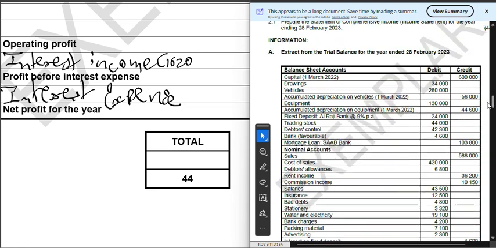So for now, we are done with information A, and as I said, this is going to be a double segment. So this is the first segment. If you have any questions, please do contact me. Before I conclude, please remember that in information A, we transfer the amounts which are relevant only to what? To the statement of comprehensive income.